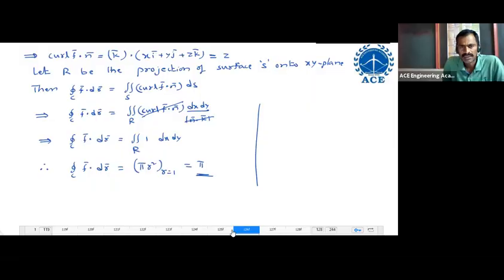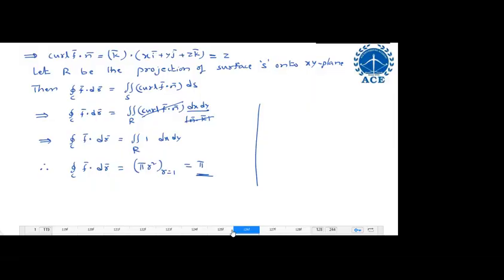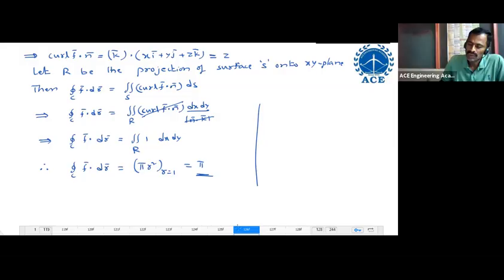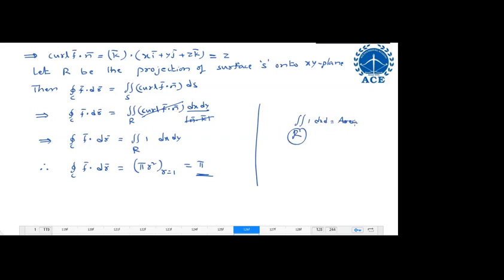Are you getting it? No, sir. You have directly taken the circle equation. Actually, in the double integral, the function is 1. This is the same as the area of this region, area of this region only. But the region given is a sphere, na, sir.